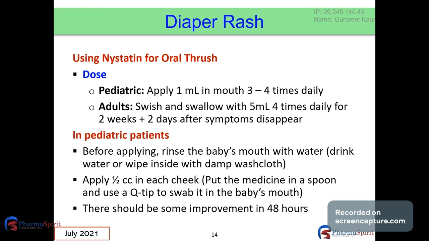But how can you get the baby to use it? For the baby, we apply half cc in each cheek. We can put the medicine in a little spoon or a little plastic cup like one of these measuring cups, and then we use a Q-tip, take a little bit of the medication on the Q-tip and swab in the baby's mouth, and there should be some improvement in 48 hours. It is very effective in oral thrush.